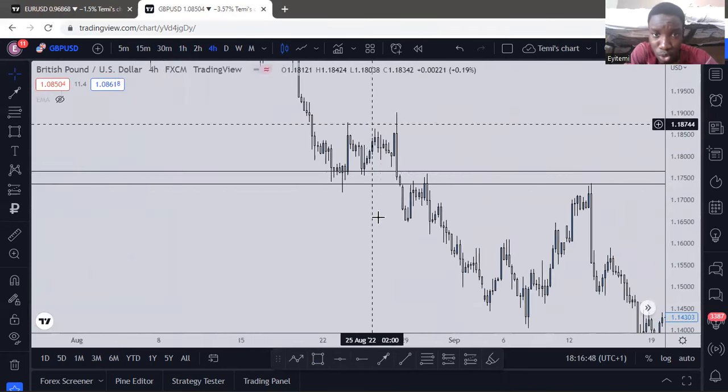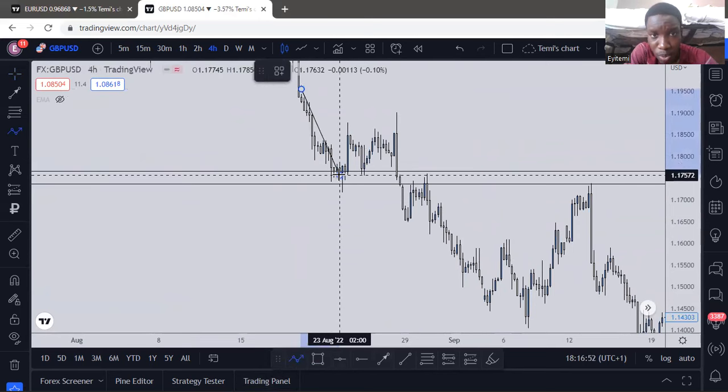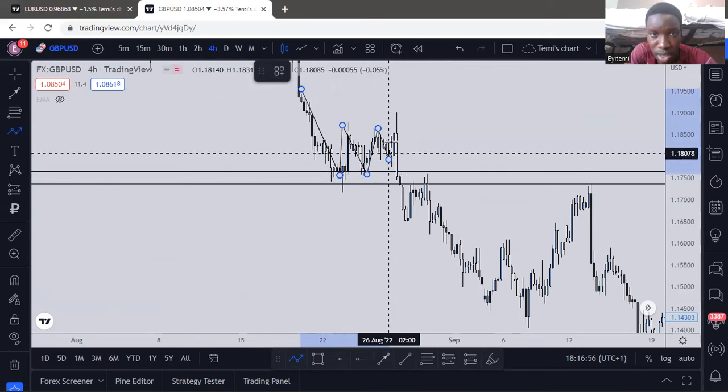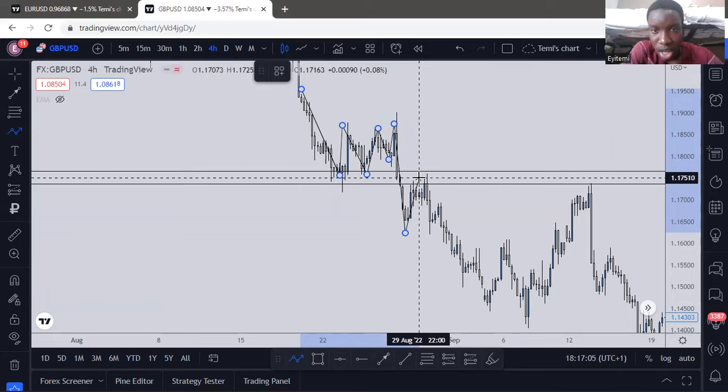And what happened once support was broken? We had price respect its support level, push up, hit the support level again, push up. We had this kind of consolidation over here. And price broke below the support level. And what happens when price breaks below a support level? It turns to resistance. So price pulled back to this level.